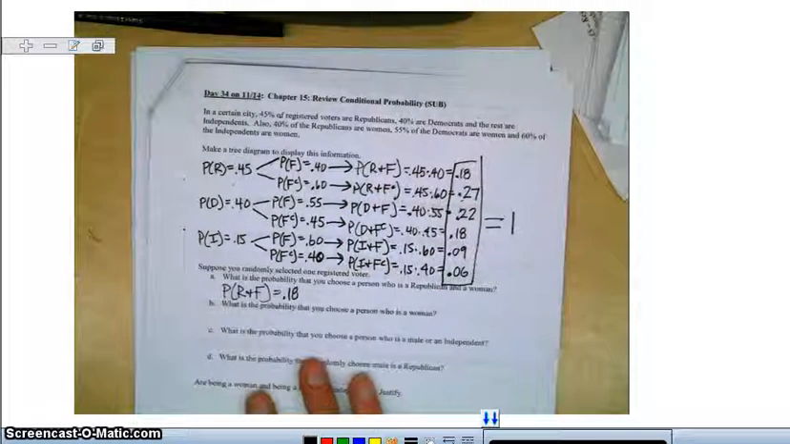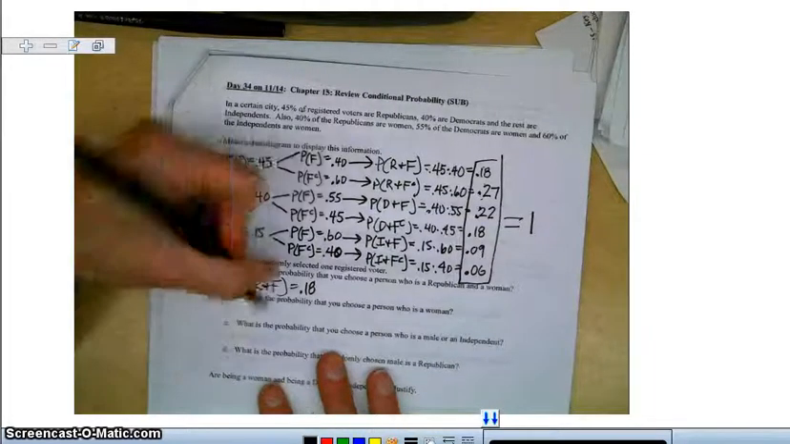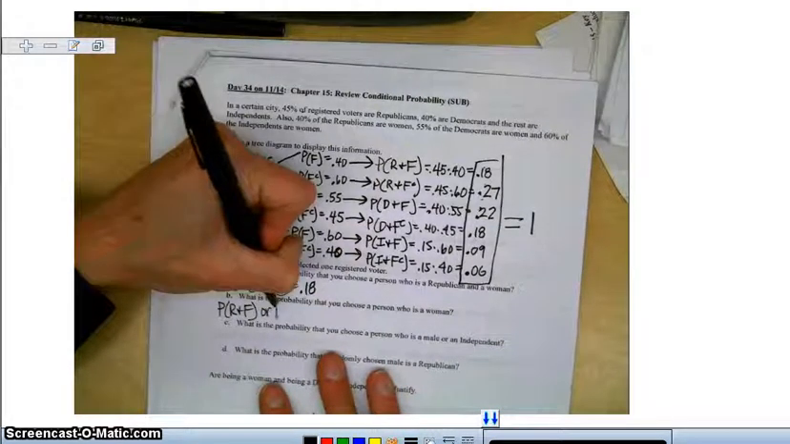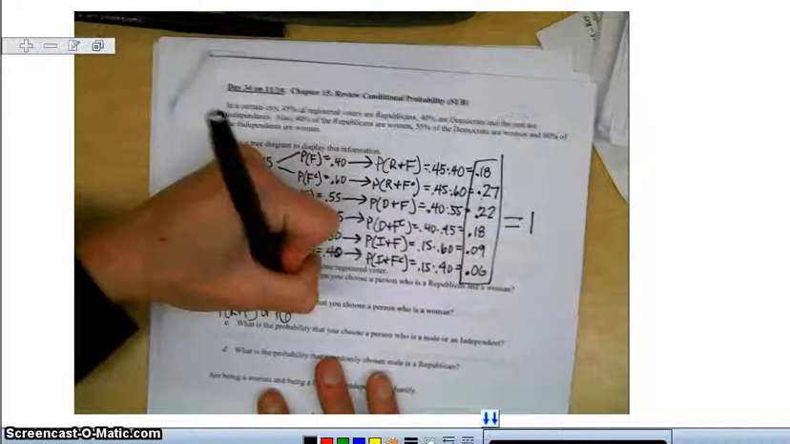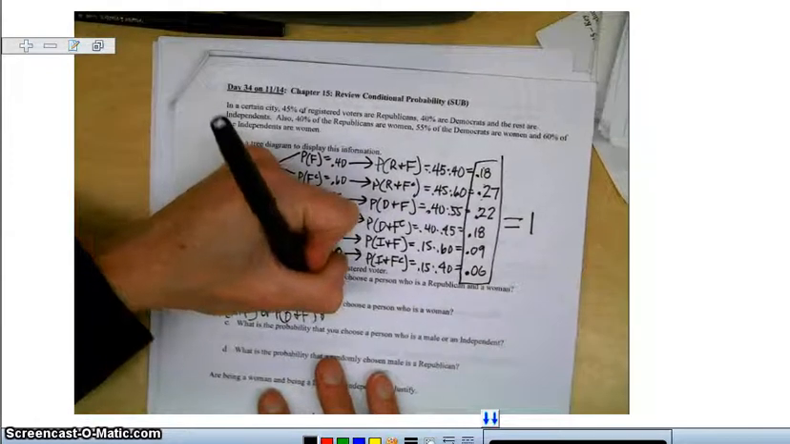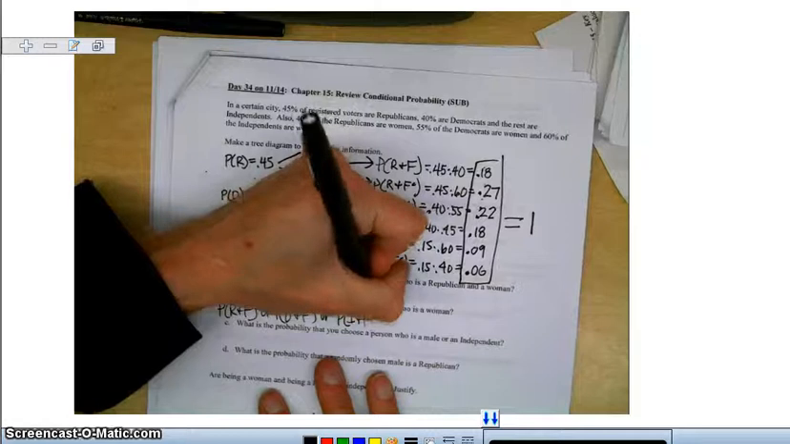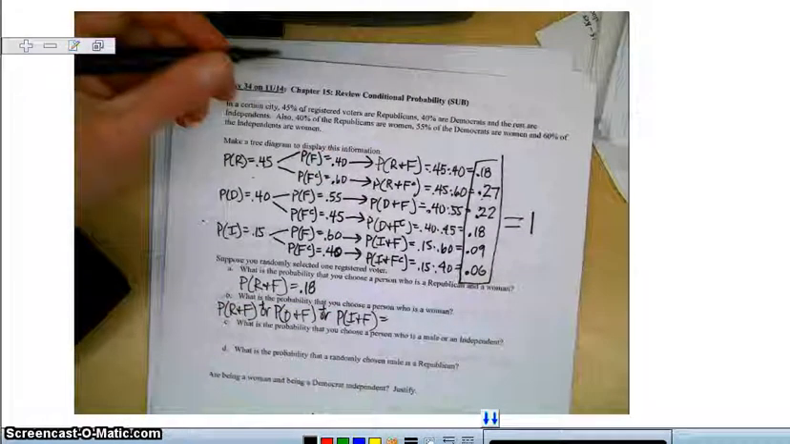All right, what is the probability that you choose a person who is a woman? Add up 3. Okay, add up 3 of them. So which 3 are you going to add up? First, Republican and female, or you could be a Democrat and a female, or you could be an independent and a female. So you're just going to add up, or means plus. What 3 numbers are you going to add up here?